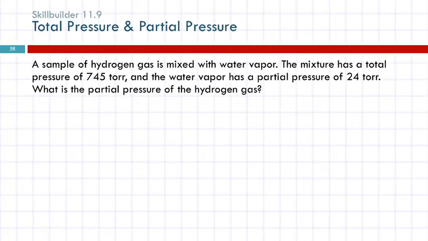Okay, so here we have a sample of hydrogen gas mixed with water vapor. Vapor is just another word for gas. This is water in the gas state. So we have two gases, hydrogen and water. The mixture has a total pressure of 745 torr. The water vapor has a partial pressure of 24 torr. What's the partial pressure of the hydrogen gas?